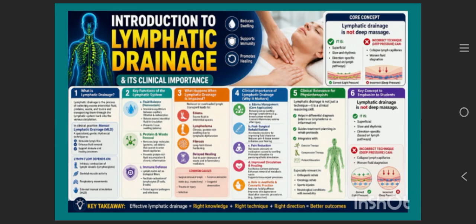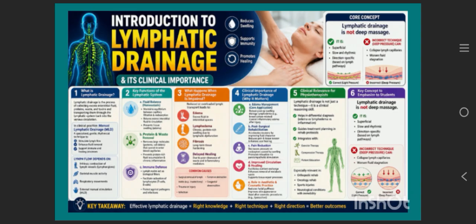The fourth clinical importance of lymphatic drainage is improved circulation and healing. How? Firstly, it facilitates nutrient exchange. Secondly, it enhances removal of metabolic waste. Thirdly, it supports the tissue repair process. That is how it improves circulation and healing.